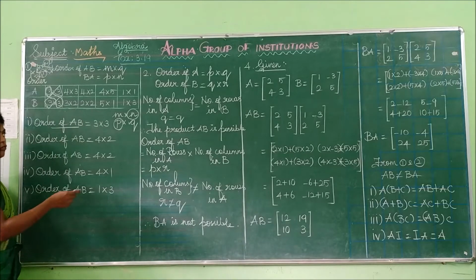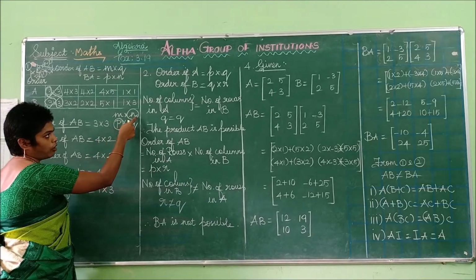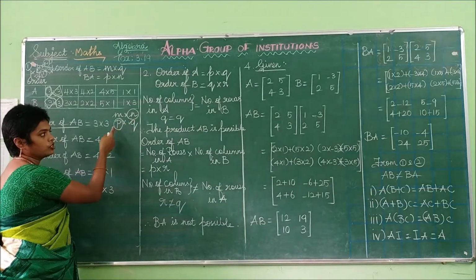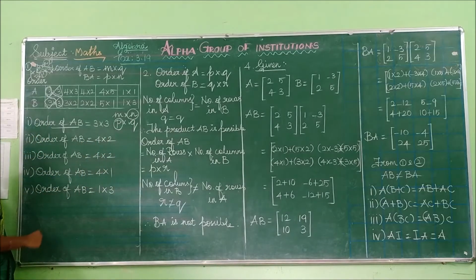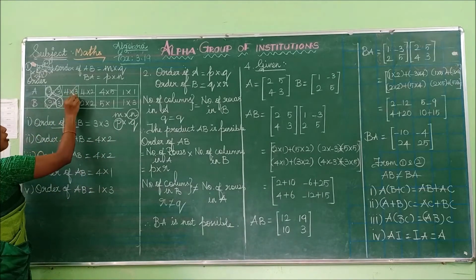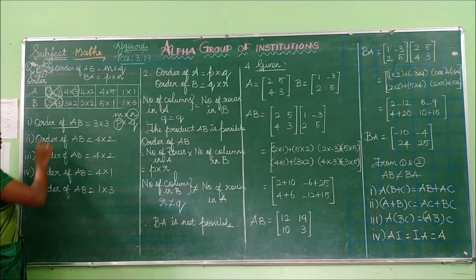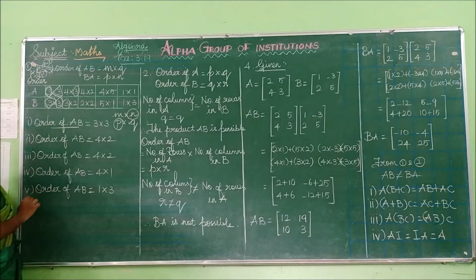First you have to verify that the number of columns in the first matrix is equal to the number of rows in the second matrix. So listen, the number of columns in the first matrix is equal to the number of rows in the second matrix.